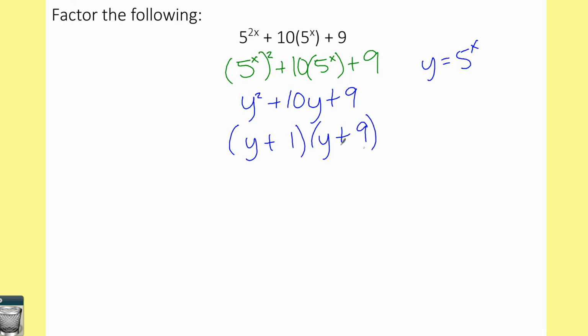right? But then we can't leave it like that because there was no y in my original problem, but there was a 5 to the x. So then I go back and I put my 5 to the x back in, and this is it in factored form. Pretty cool, huh? All right, just another higher level thinking question, which I like. So let me know if you have any other questions or any questions in class.